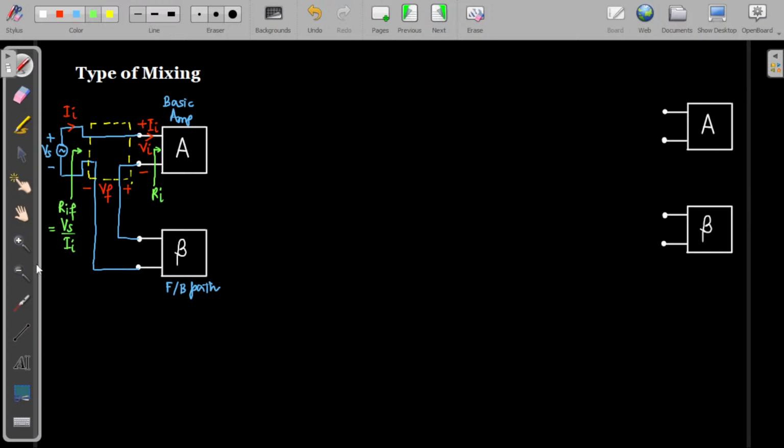सिमिलरली Ri जो है, Ri क्या होंगे, द वोल्टेज एंड द करंट रेशियो एट दिस पॉइंट. सो वोल्टेज क्या है, Vi डिवाइडेड बाय Ii. सो दैट मीन्स Vi divided by Ii. So this is the input impedance of the basic amplifier, and this one is the input impedance of the total feedback amplifier. Now the connection has been done in this pattern.